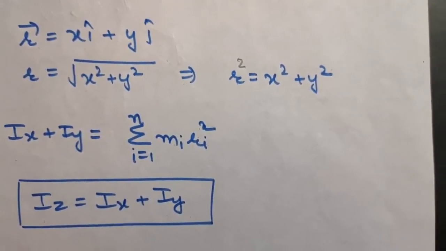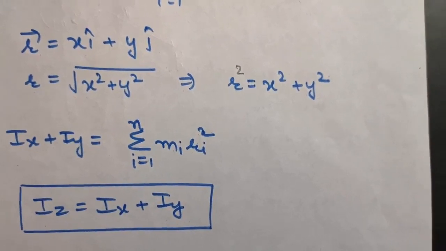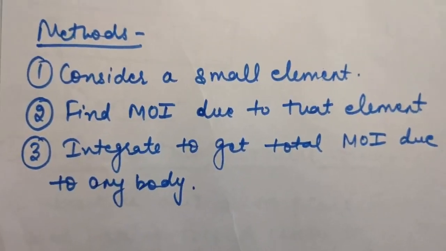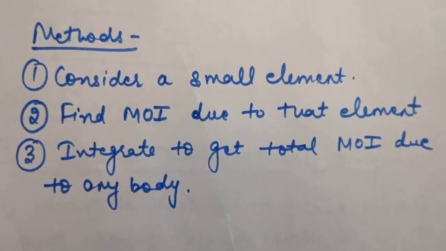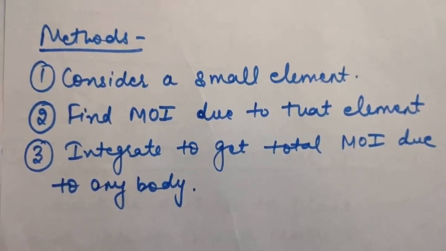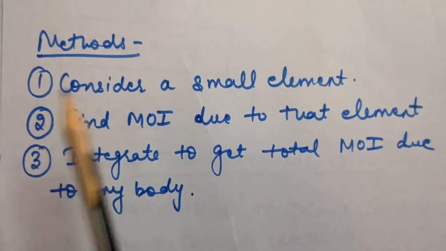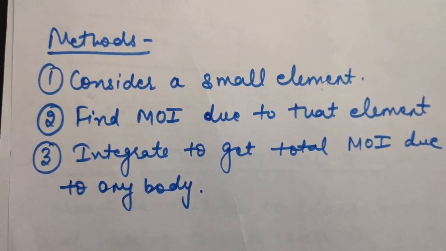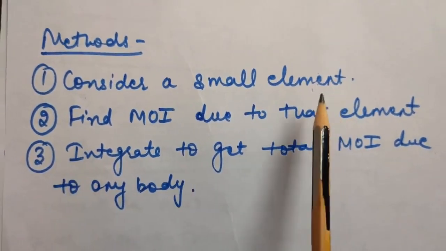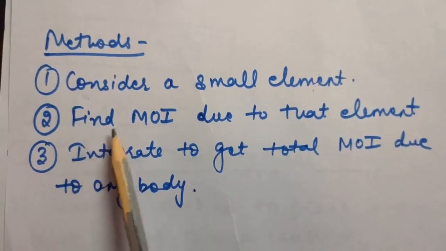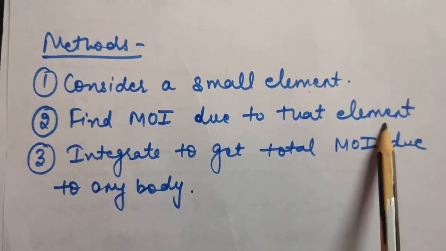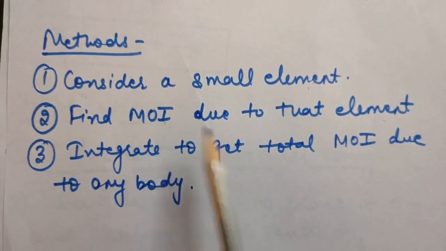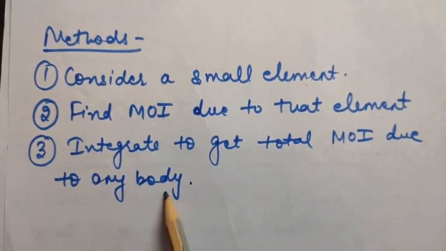Okay, so now let us discuss some applications of these theorems. Before coming to application, I want to tell you a method which we will be following in the applications. The first step is, consider a small element. Whichever body is given to you, first of all you have to consider a small element. Then we will find out moment of inertia due to that small element, and then we will integrate that moment of inertia to get total moment of inertia due to body.